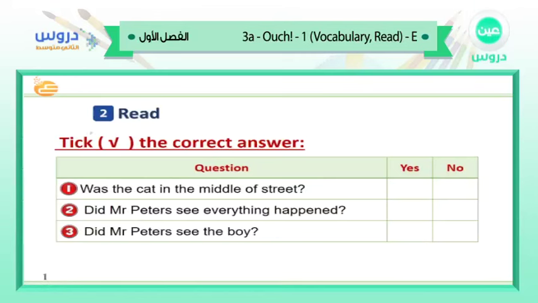Okay, let's take the answers now. Was the cat in the middle of the street? Yes, of course. Did Mr. Peters see everything happen? No. Did Mr. Peters see the boy? No, of course. That's why he didn't see everything happen.